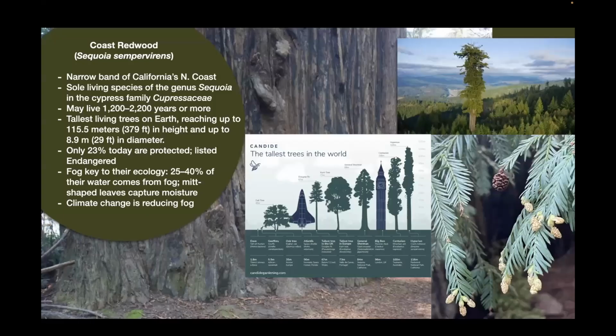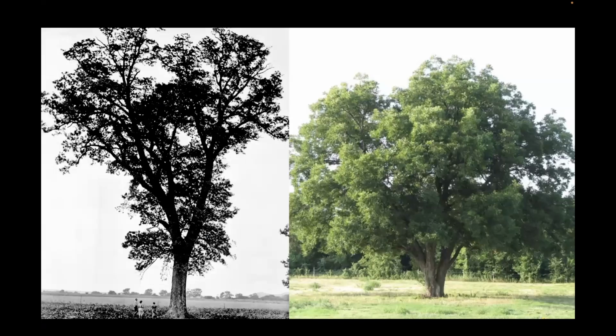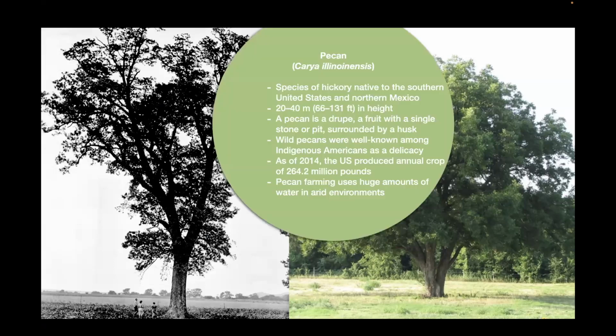Okay, let's see. Any guesses? Well, we're going to the American South. Any guesses as to what this might be? Look at the size of that one on the left. That's definitely a heritage native tree. This is the pecan, native to the American South and northern Mexico.